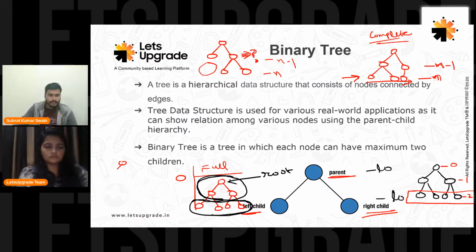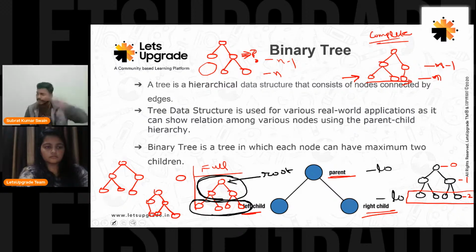See, if I draw it this way, even this is a complete binary tree. But if I draw this, it is not a complete binary tree. Or even if I have this, even this is not a complete binary tree because I have left out the left node. There's no left child, but there is a right child. That is not allowed in a complete binary tree. Okay, please be very clear about this.